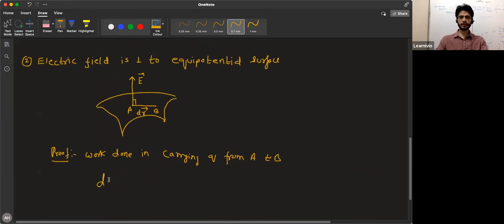So I can write that work done is dW. A and B are very, very close points. So I call work done as a small work done. It's Q E dot dx.